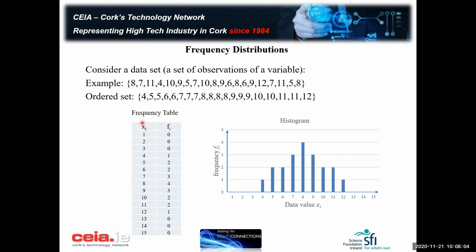So for each item xi, you see 1, 2, 3 don't occur at all, 4 occurs once, 5 occurs twice, and so on. The most common one there would be 8, which occurs 4 times. So the frequency table is a more concise representation of the data set. And it lends itself to graphing easily using a histogram, where you just use vertical bars representing the frequency of each data value.